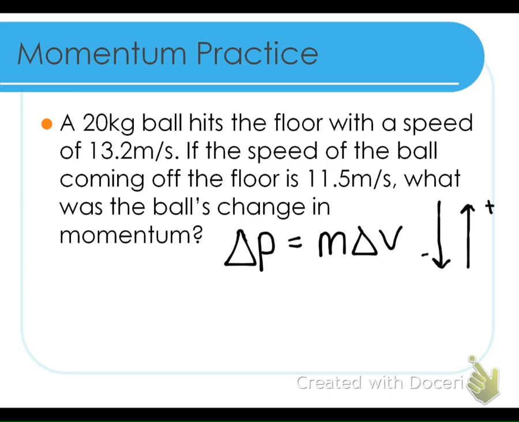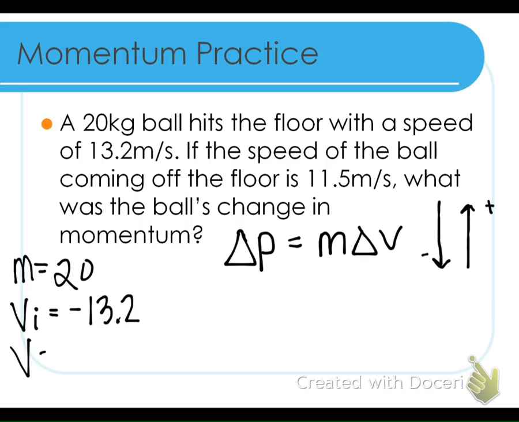So that means our mass is 20. That won't change. Our initial velocity is this number right here, this 13.2. Is it going to be positive or negative? It's going to be negative because it's going down. It's hitting the floor. Okay, when it bounces off the floor and comes back up, it's moving at a speed of 11.5 meters per second. So our velocity final will be a positive 11.5.